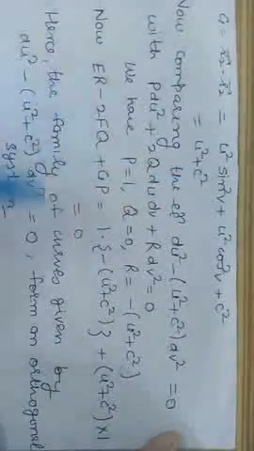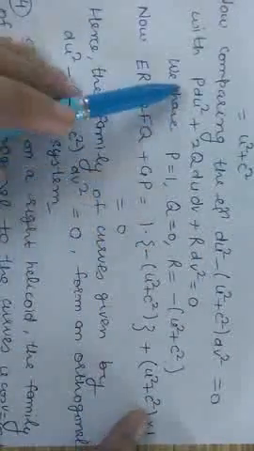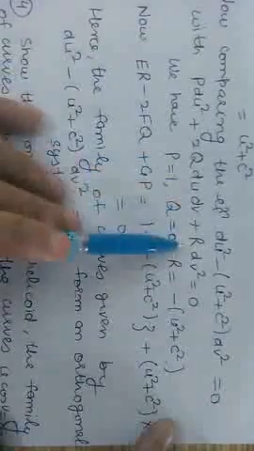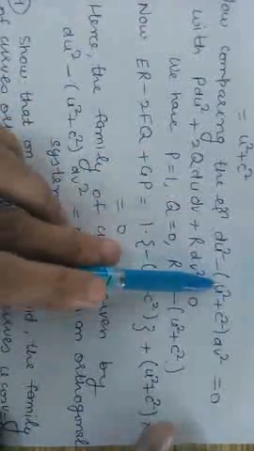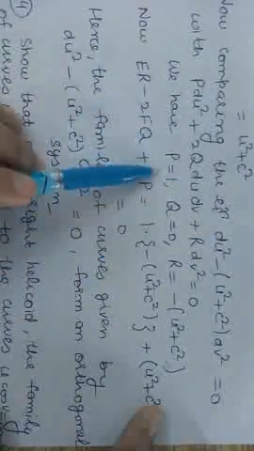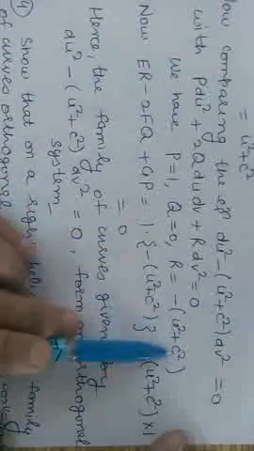Now the given family of curves is a double family of curves, which is of the form P du square plus 2Q du dv plus R dv square is equal to 0. So comparing the given equation with this standard form, we get P is 1, Q is 0, and R is minus (u square plus c square).